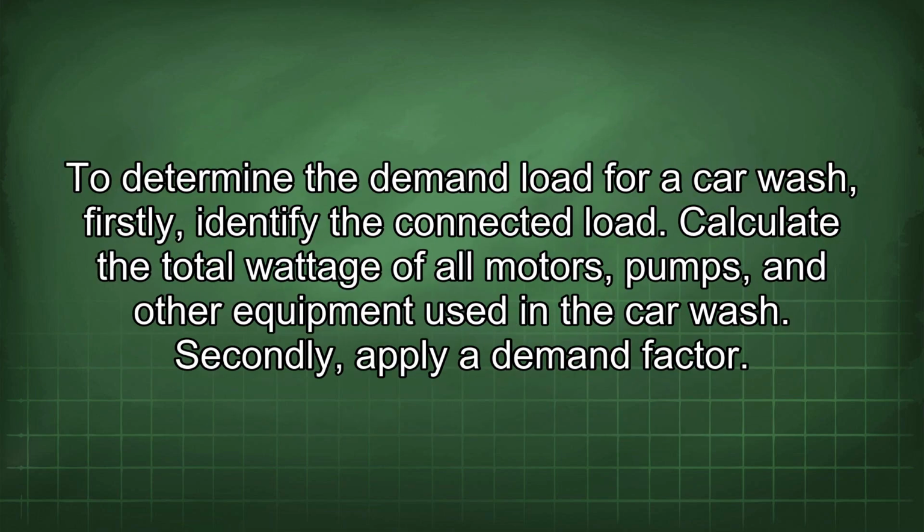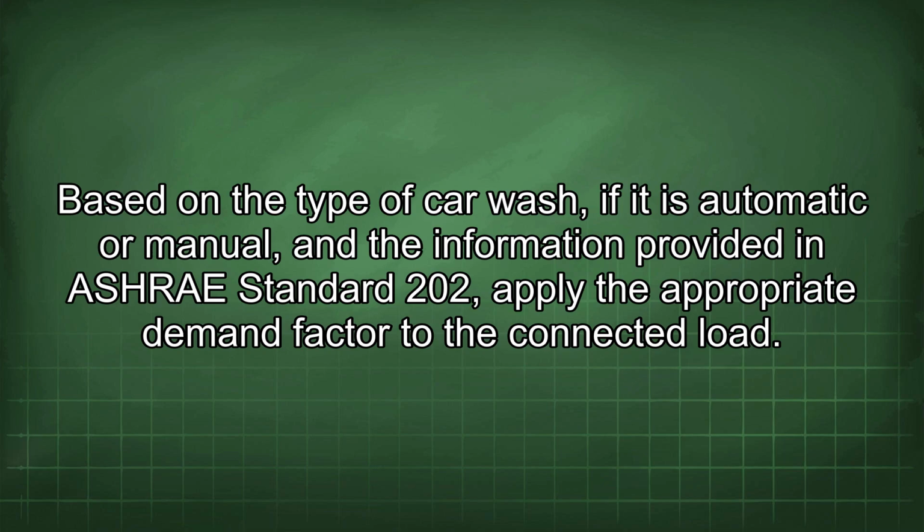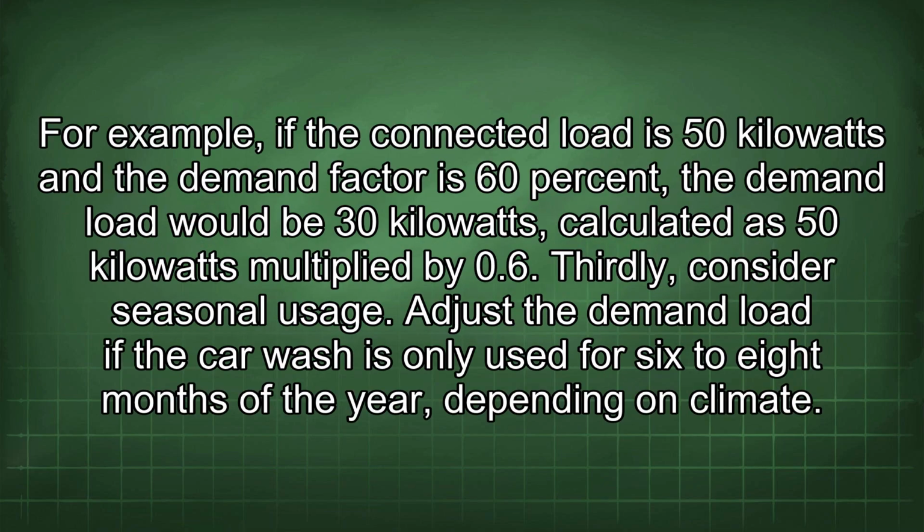To determine the demand load for a car wash, firstly, identify the connected load. Calculate the total wattage of all motors, pumps, and other equipment used in the car wash. Secondly, apply a demand factor. Based on the type of car wash, if it is automatic or manual, and the information provided in ASHRAE Standard 202, apply the appropriate demand factor to the connected load. For example, if the connected load is 50 kilowatts and the demand factor is 60%, the demand load would be 30 kilowatts, calculated as 50 kilowatts multiplied by 0.6.